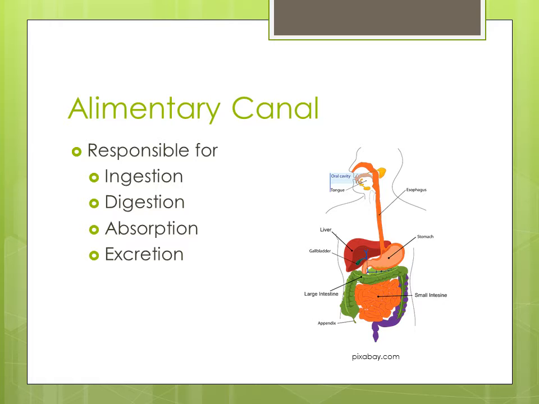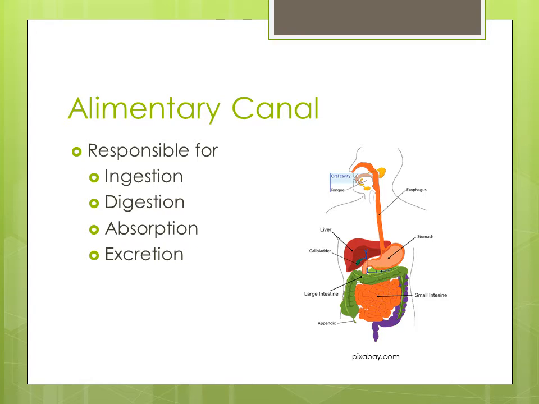The gastrointestinal system consists of a long tube called the alimentary canal that begins at the mouth and ends at the anus. This canal is responsible for four major functions of the digestive system: ingestion, digestion, absorption, and excretion. The stomach environment is high in hydrochloric acid, which helps to break down food for absorption.